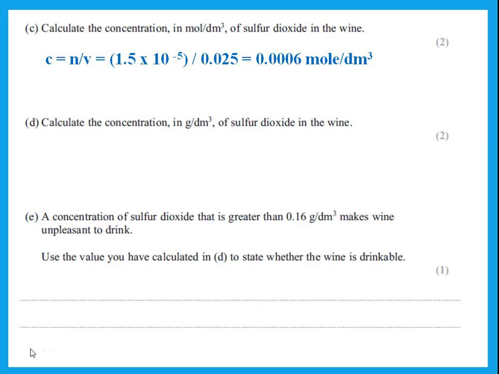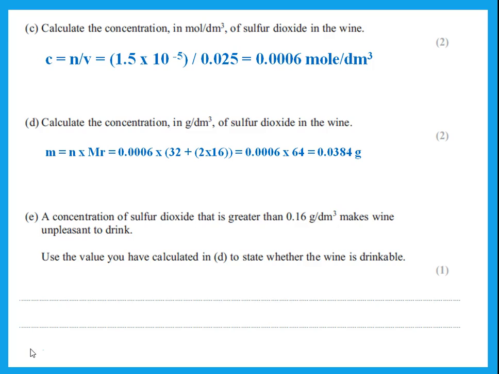Now he's saying calculate the concentration in gram per decimeter. That means he's telling me to change the moles to grams. So if I have moles, how do I get grams? How do I get mass? Mass is the number of moles times the MR. So instead of having 0.0006 mole in the decimeter cubed, I'm going to have this mass, which is 0.0384 grams.